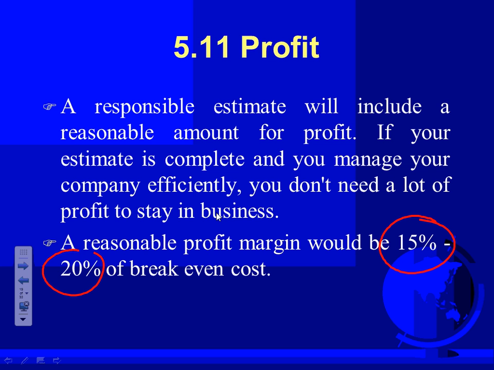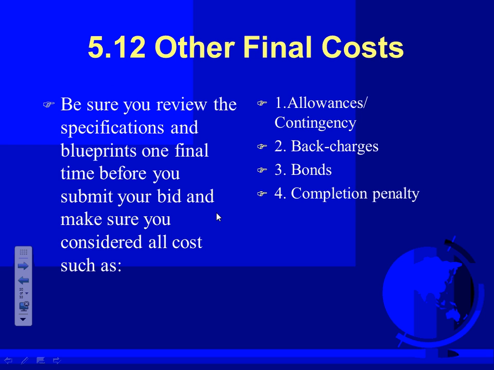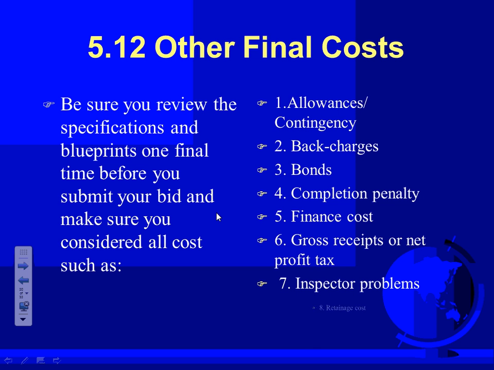Do you guys remember when Paul was saying about the 6% profit at the end and how you double it? In this market, it's a tight market, guys. If you get 3 to 10% profit after you paid everything, you're lucky. Okay, so the actual profit percentage-wise, guys, you have to take into consideration a few other final costs. For example, allowances for contingencies, back charges, bonds, penalties, financial costs to pay for the money, gross receipts or profit tax, inspector problems, retainage cost.